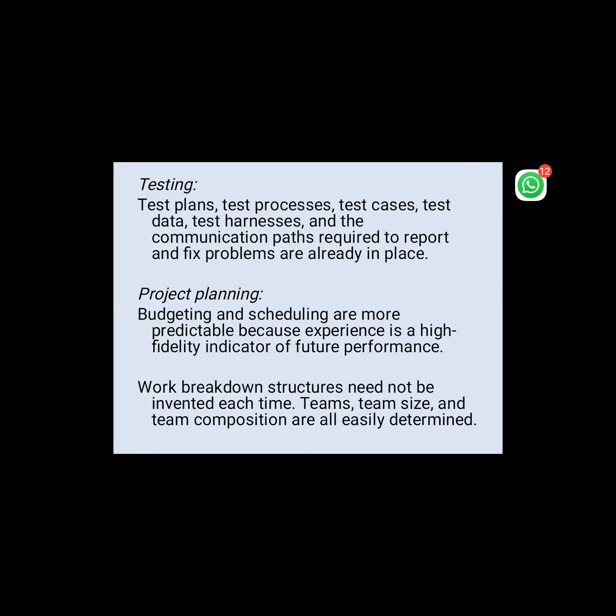Teams, team size and team composition are all easily determined because all these have common structures. For example, if you are developing software for a particular business organization, and it is a similar type of business, then we need not design individually. We can use the same software architecture by making some modifications to the existing architecture and easily deliver it to those customers within the time, automatically increasing the productivity, reducing the time, and increasing the benefit. So these are the main advantages of reusing the architectural assets.